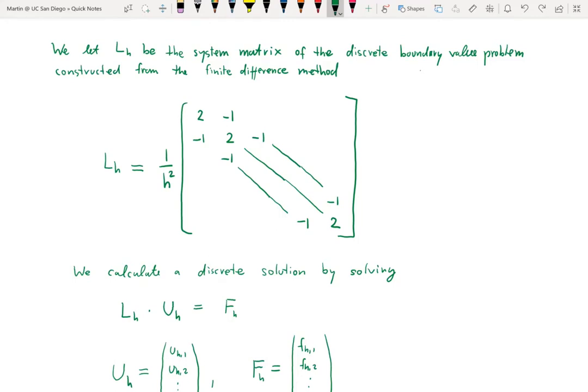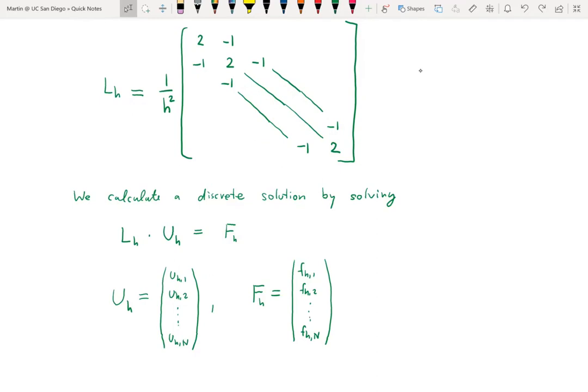And then we construct the discrete solution of the finite difference method by solving a linear system of equations. That linear system of equations has the form L_h times U_h equal F_h, where U_h is the vector of unknowns and F_h is the right-hand side of the linear system of equations. F_h is a vector of size n, and the entries are f_h1, f_h2 up to f_hn, just the values of f_h on the interior nodes.